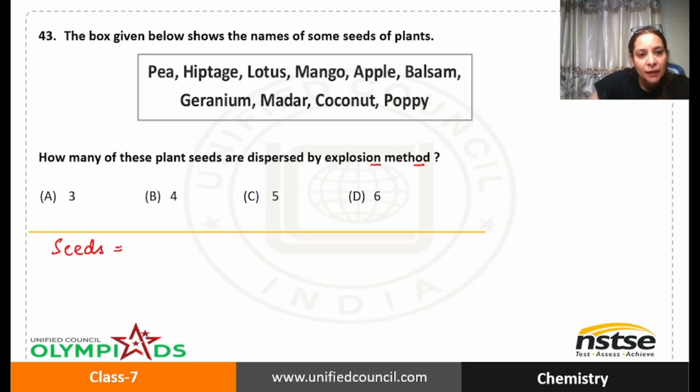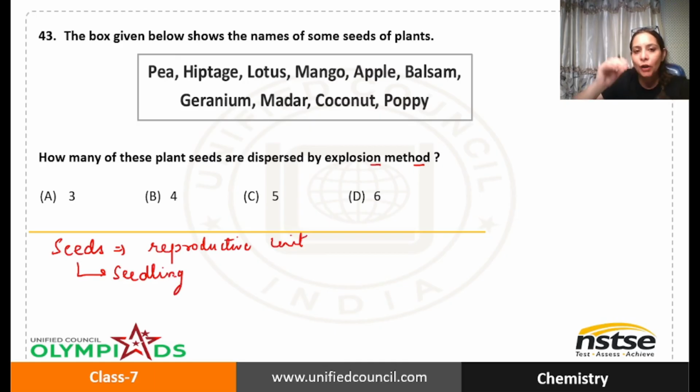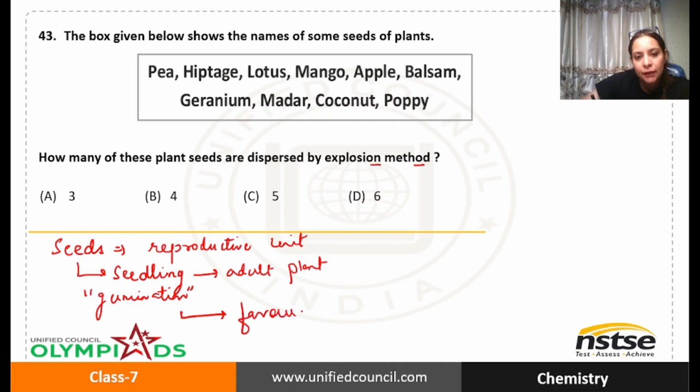What are seeds? Seeds are basically reproductive units. And we know that when seeds get proper conditions, they germinate. They give rise to a small seedling which finally forms an adult, or fully grown, plant. This process is called germination. But a seed can germinate only when it gets favorable conditions: proper nutrition, proper water, proper climatic conditions.